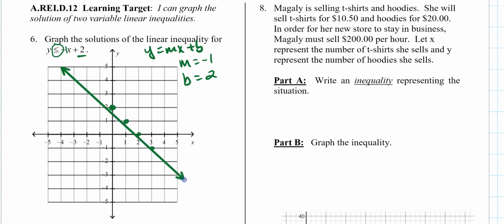And that wasn't even close to being the right place. So okay, we'll fix it. And there we go. There's my solid line.